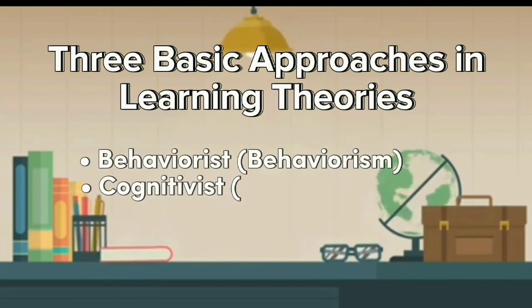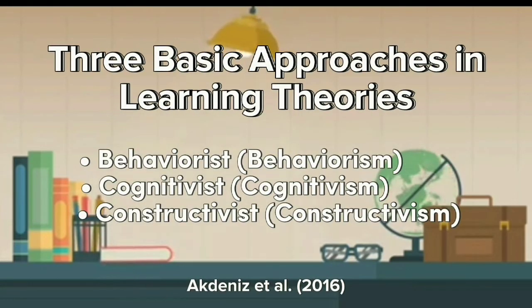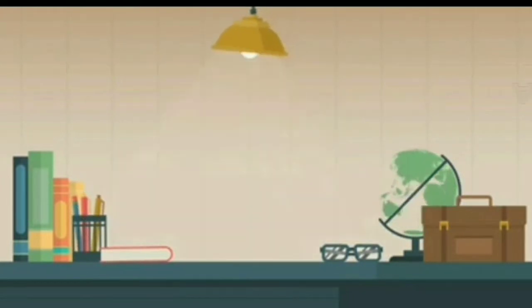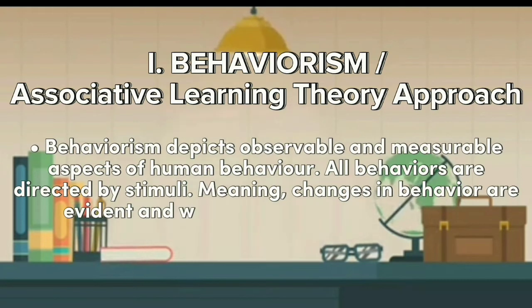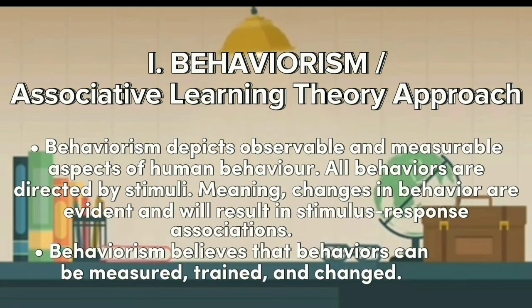Three basic approaches in learning theories: behaviorism, cognitivism, and constructivism, according to Akdenis et al., 2016. Behaviorism, or the associative learning theory approach. Behaviorism depicts observable and measurable aspects of human behavior. All behaviors are directed by stimuli, meaning changes in behavior are evident and will result in stimulus-response associations. Behaviorism believes that behaviors can be measured, trained, and changed.